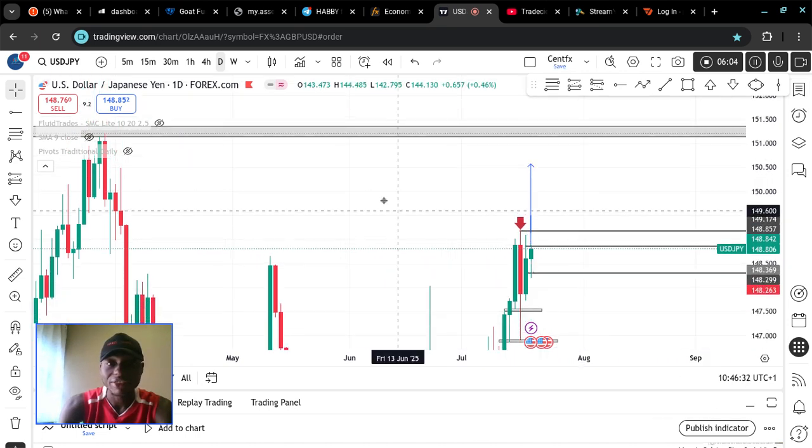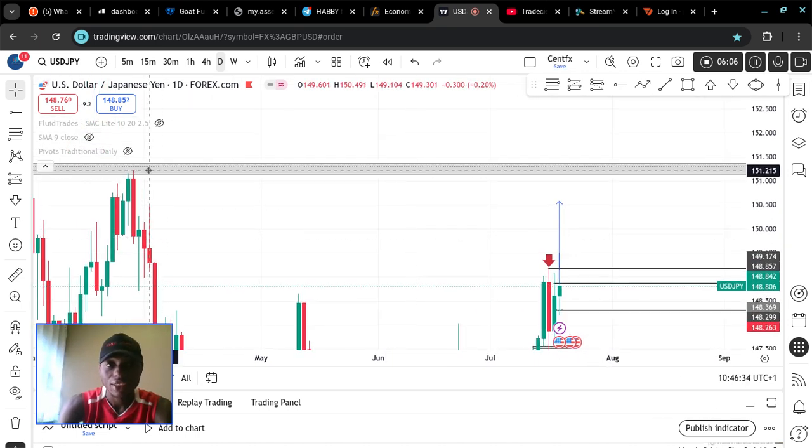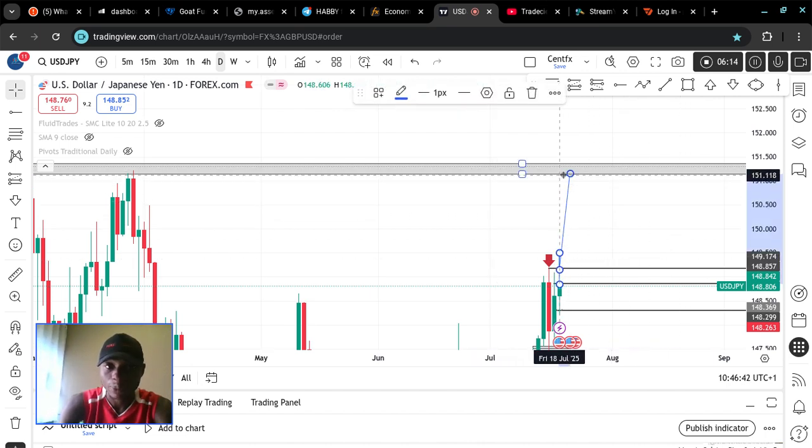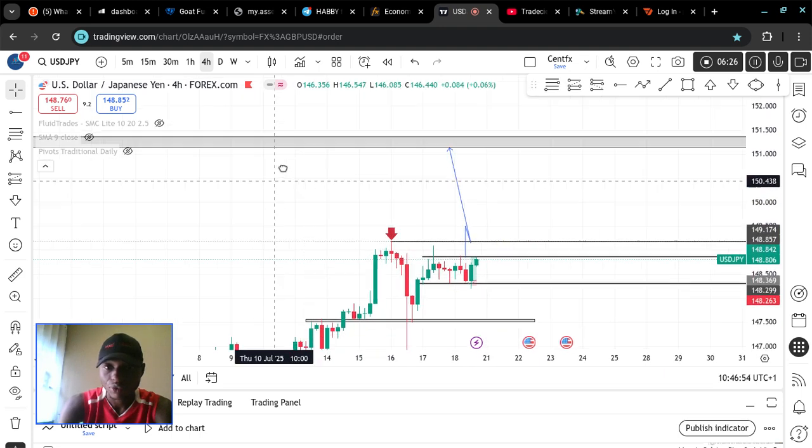So on the daily time frame, we have a resistance here. This is a major resistance that this market is pushing up into. So for this market to start selling again, it has to touch this daily time frame resistance before the market could even think of dropping or pushing up above. You understand? So now let's go to the 4 hour time frame.